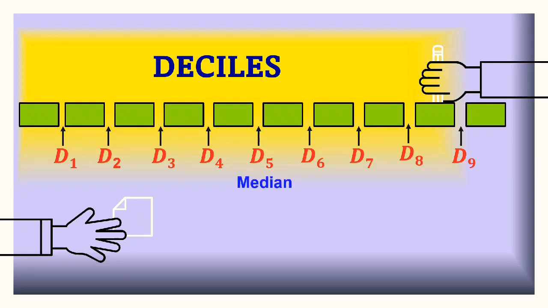Take note also that D sub 5 is considered to be the median of the measure of position. And also, D sub 5 is equal to quartile 2.